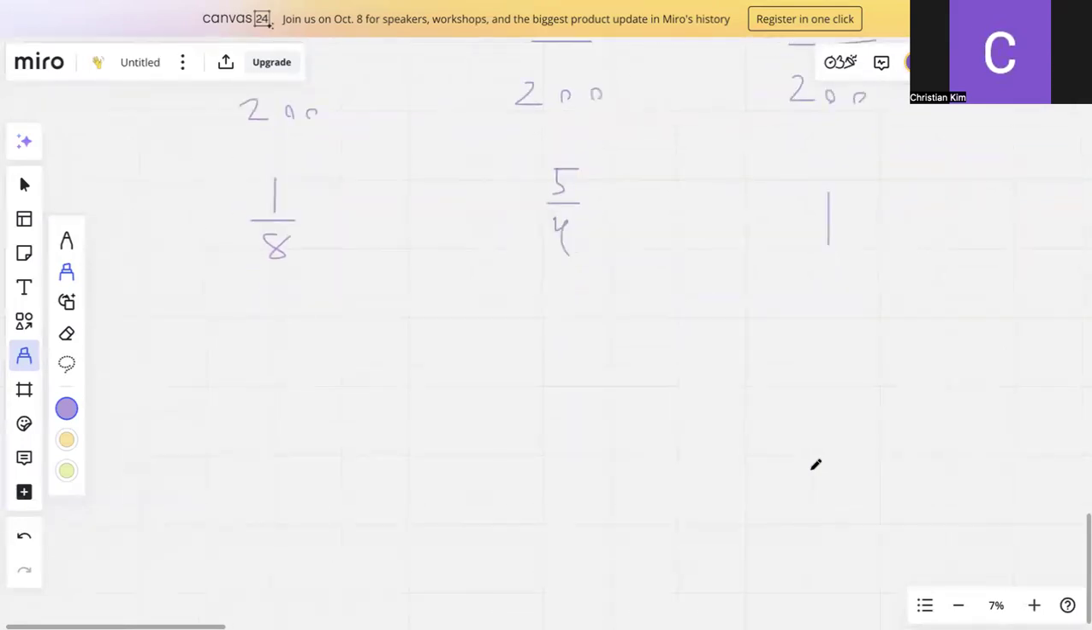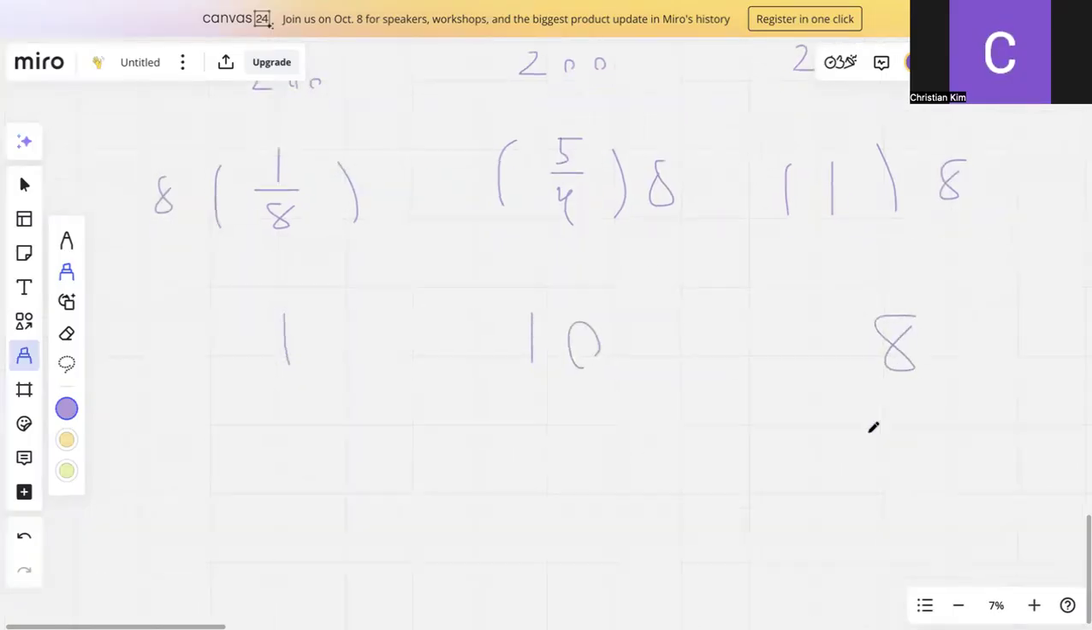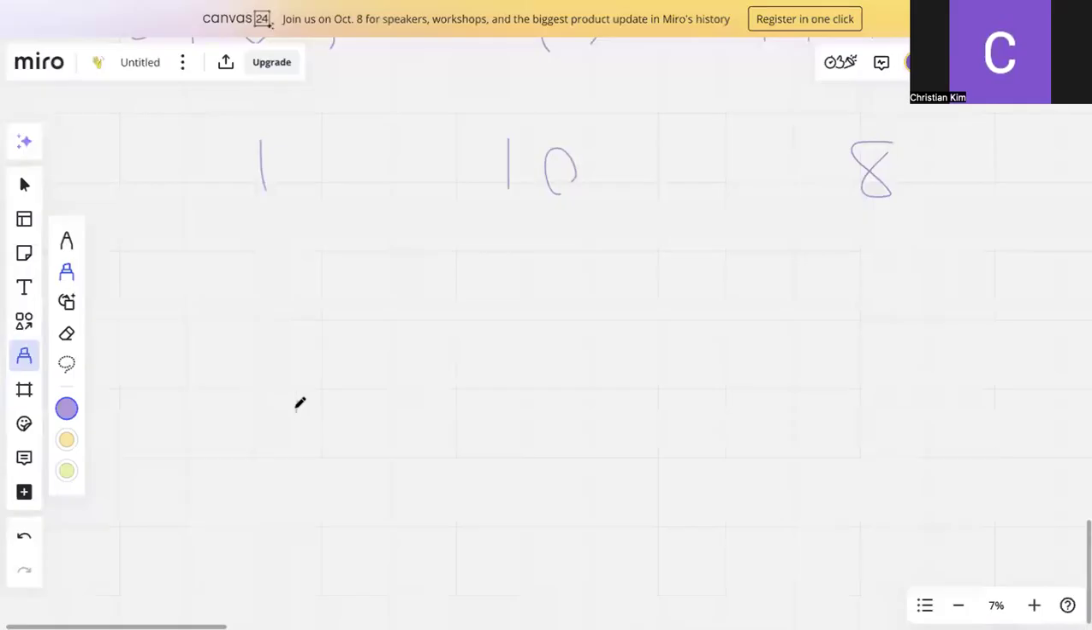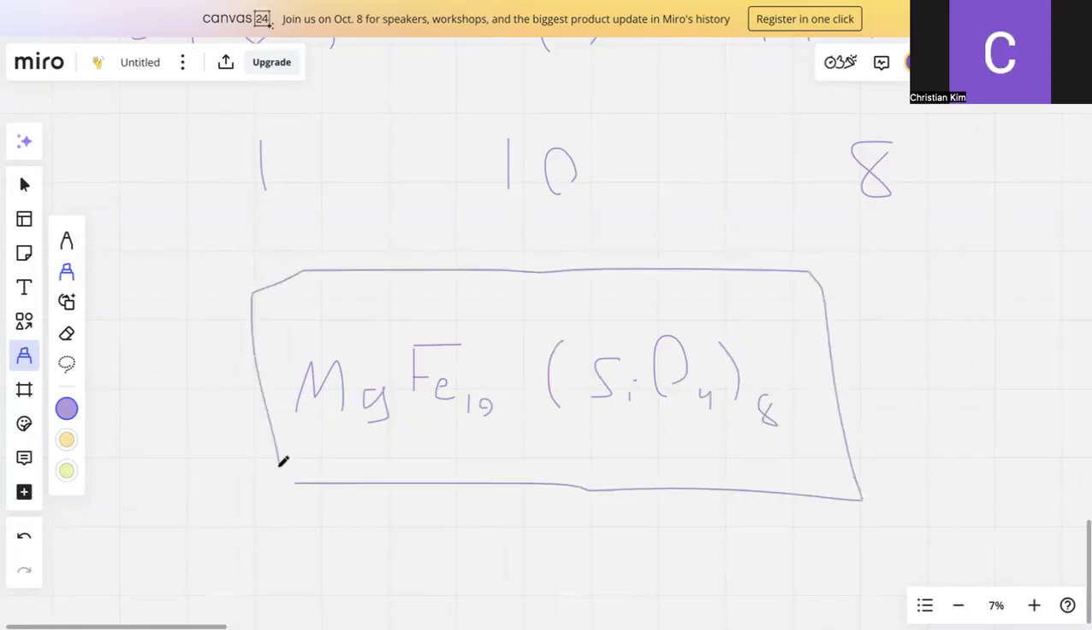And obviously, I do not want to put fractions. But what I can do is multiply everything by 8. So this gets multiplied by 8, this gets multiplied by 8, and this gets multiplied by 8. And I get 1, 10, and 8. So then I can rewrite this formula as Mg, but we don't need to write the number there, Fe10(SiO4)8. And we can double check whether this is right by checking the electrical neutrality.